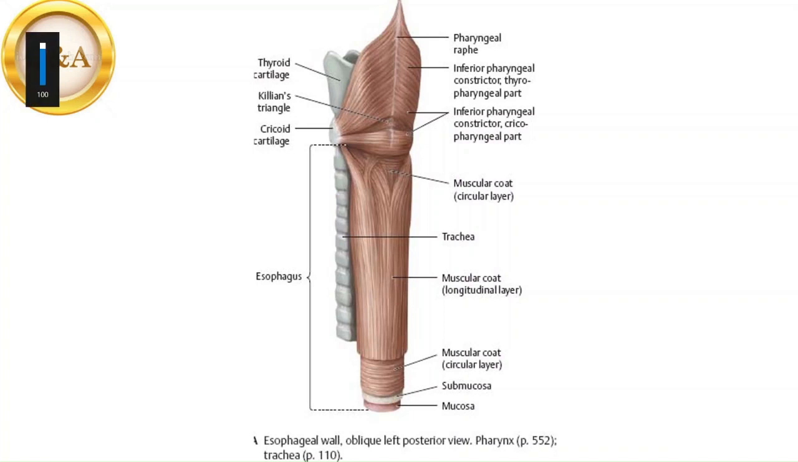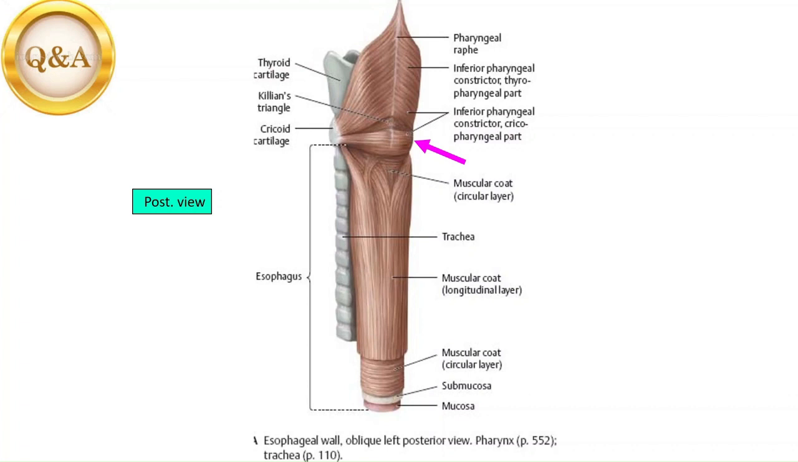Let's ask questions about this figure. What is this figure? This is a posterior view of the lower part of the pharynx, where you can see the inferior constrictor, and you can see the thyroid cartilage, and lower down it is connected to the trachea.